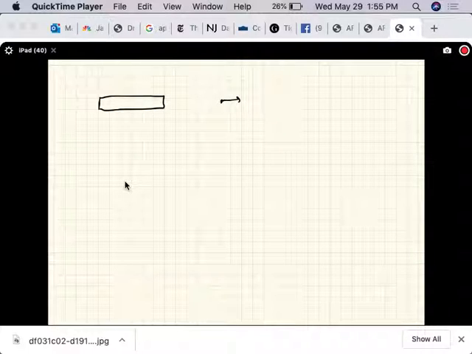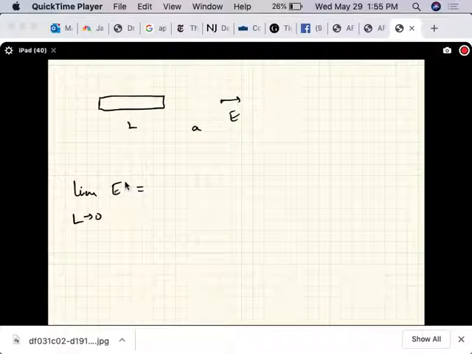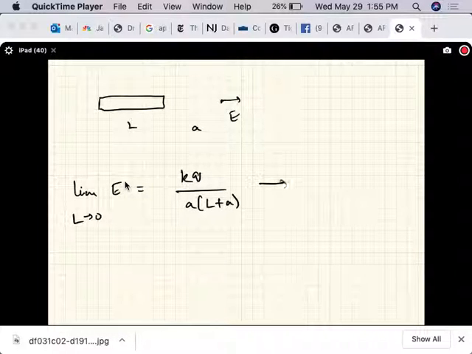Okay, so electric field at this point at a distance a, this is L, E in the limit L going to 0. If you make this a point charge, kq by a times (L plus a) goes to kq divided by a squared. If you squeeze this into a point charge centered there, the electric field goes to kq by a squared, the same as a point charge. So again that limit is correct.